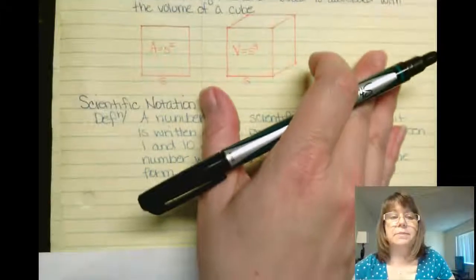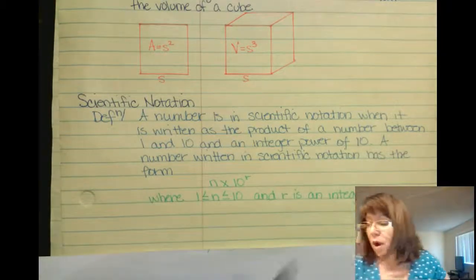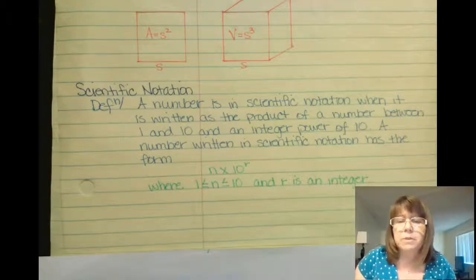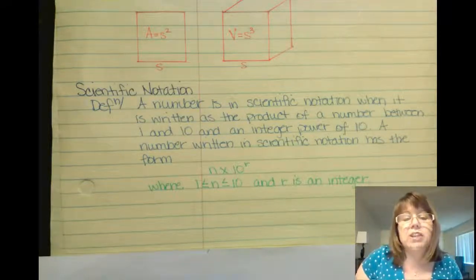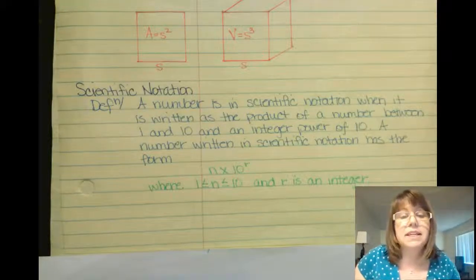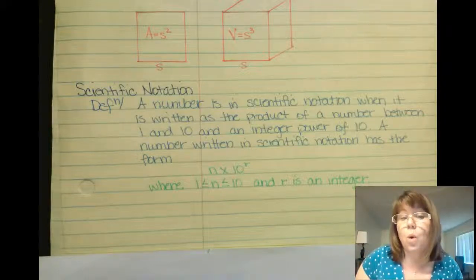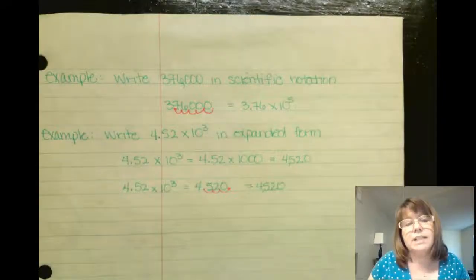So last little tidbit, scientific notation. You probably have seen this a lot over the years, where it's some number times 10 to the power of some number. We call that scientific notation, and here's how we write it: n times 10 to the r power. But n has to be a number between 1 and 10, and r must be an integer. Let's try a couple of examples.